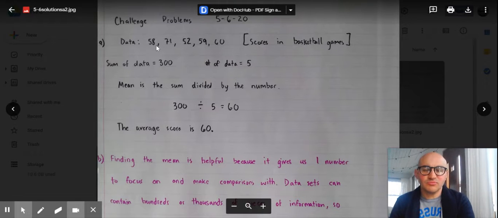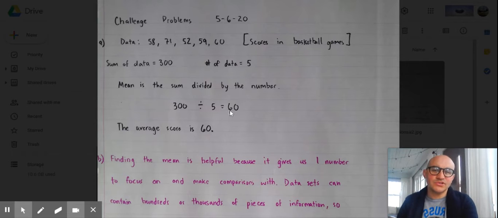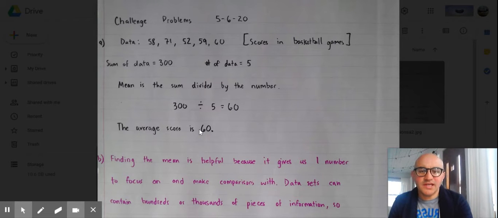So I was listing some possible scores for basketball games. And again, my goal was to come up with a mean of 60 or an average of 60. So here are my data. Here are my scores. One game they had 58 points, then another game 71 points, and so on. I add them all up, and my sum then is 300. I had 5 individual games. So I divide 300 by 5 to get my mean or my average of 60. So that is that. Pretty simple.